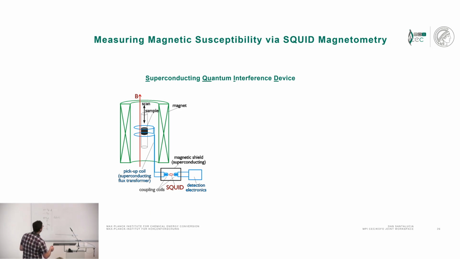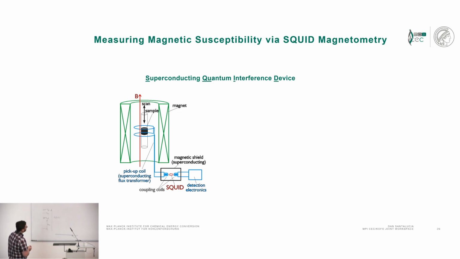So SQUID stands for Superconducting Quantum Interference Device. I personally think that the acronym SQUID is a bit desperate, but the physicists are the ones to blame for that. But essentially what you do is you take some sample that you're interested in, and you put it in between these pickup coils, okay? And you apply a field to it. And you can scan your sample, okay?